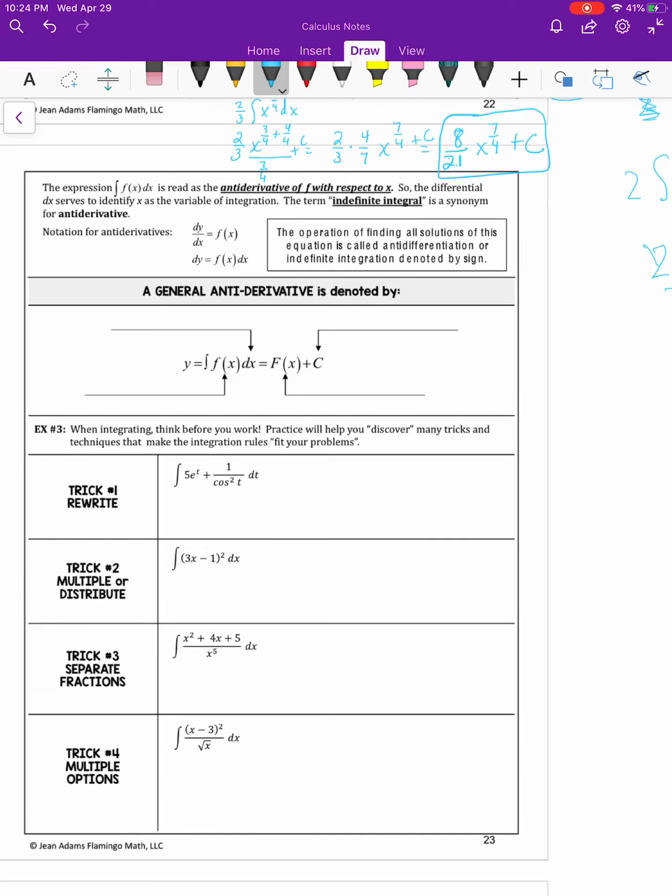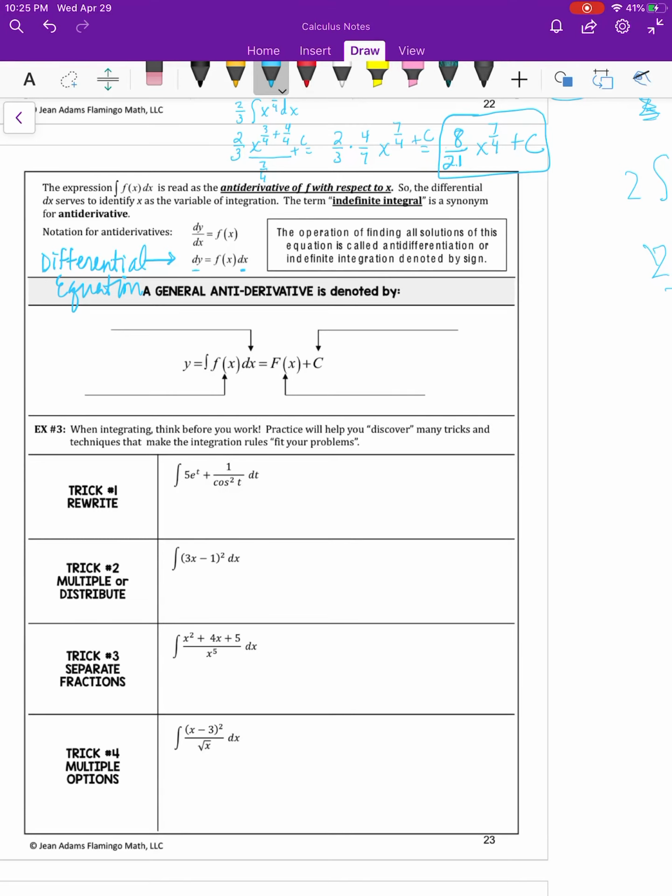Notation for antiderivatives: dy dx equals f of x, and dy equals f of x dx. So think of it as you're multiplying by dx on both sides, and the dx cancels on the left-hand side, and you get it here on the right. This is actually called a differential equation, okay? It's like a small change in y and a small change in x. That's what your dy is and your dx is. A small change in y and a small change in x.